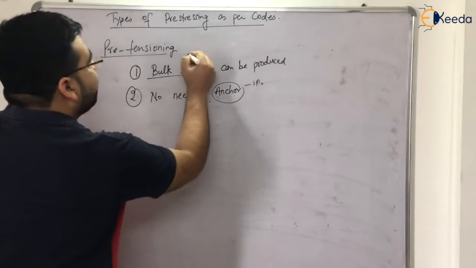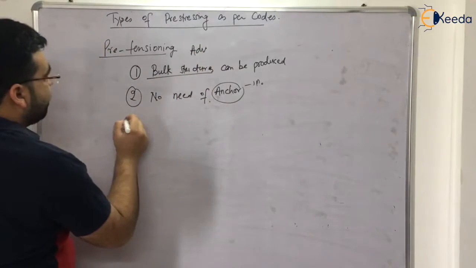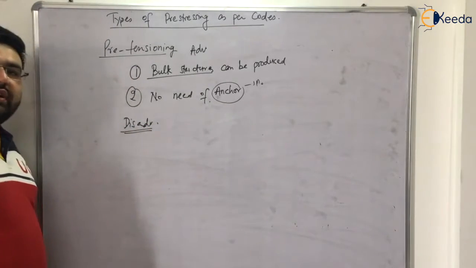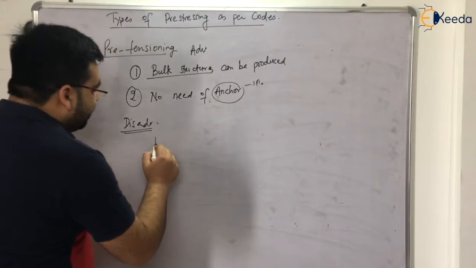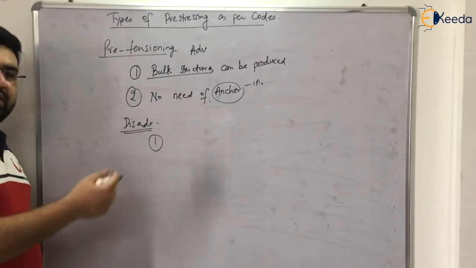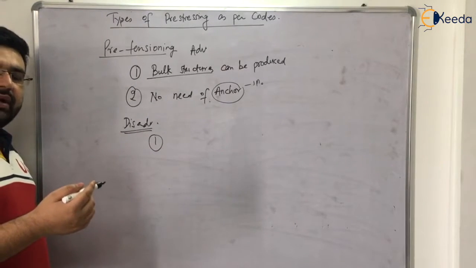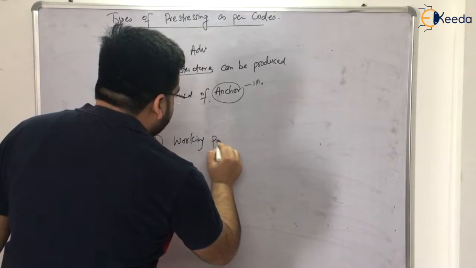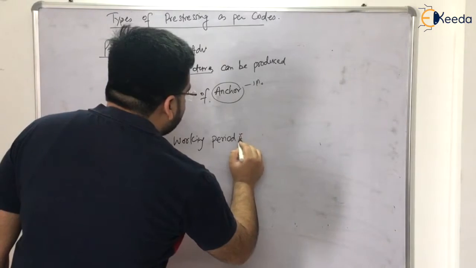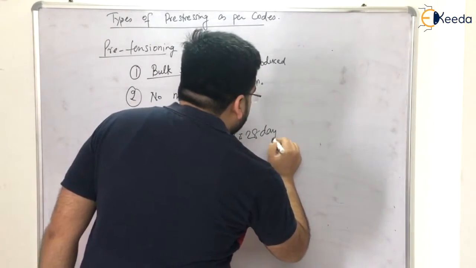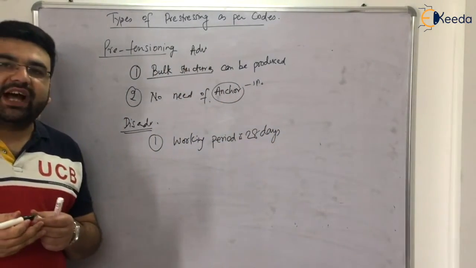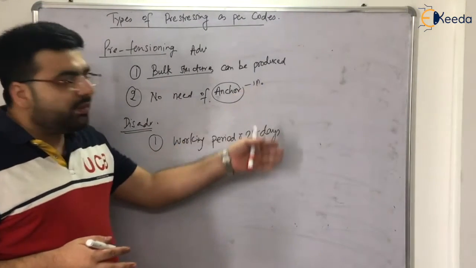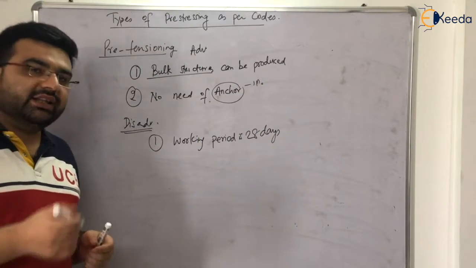Now if these are the advantages, there will also be some disadvantages, right? The disadvantage would be, first of all, that the working period is 28 days. It means that it requires a lot of time to get the desired pre-stressed structure. Clear? This is the first thing.